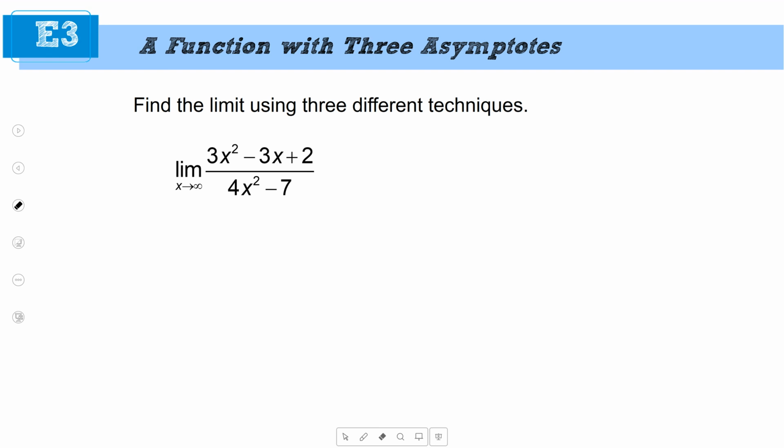Okay, so 1 is looking at the graph, which you're doing now. 2, what's the degree of the numerator? 2, what's the degree of the denominator? Where's the horizontal asymptote? 3/4. Got your answer. Last technique. What are you going to divide everything by?